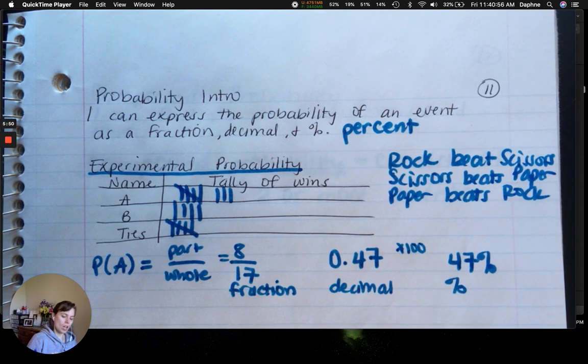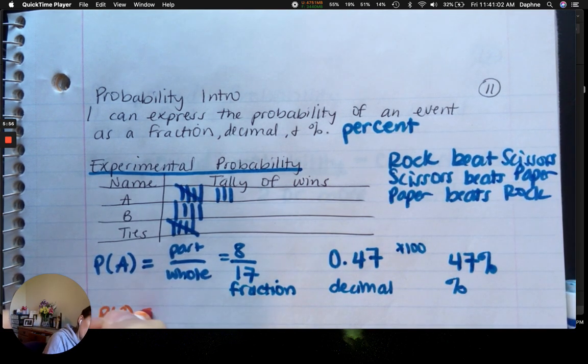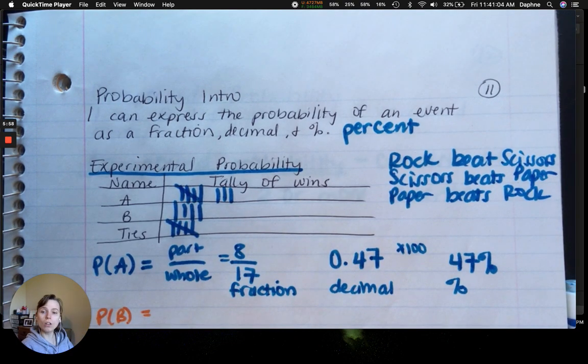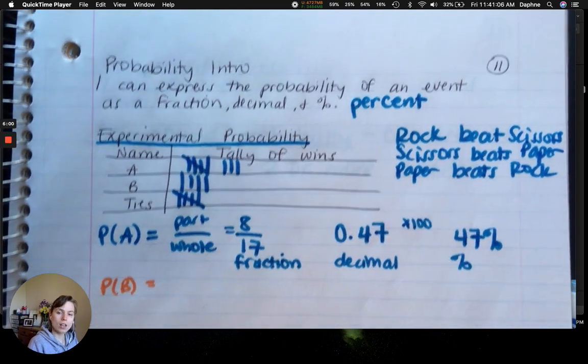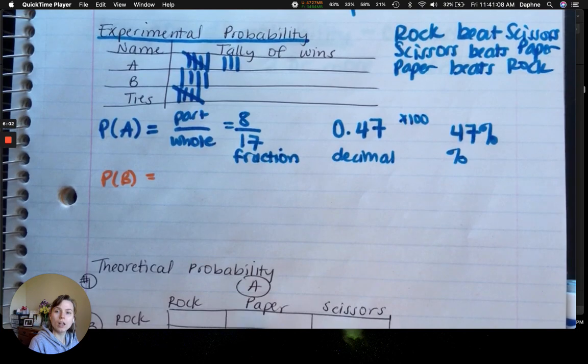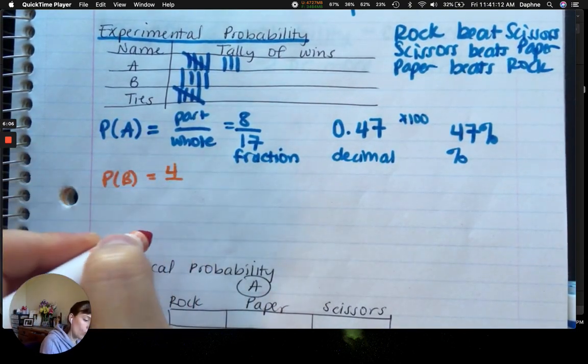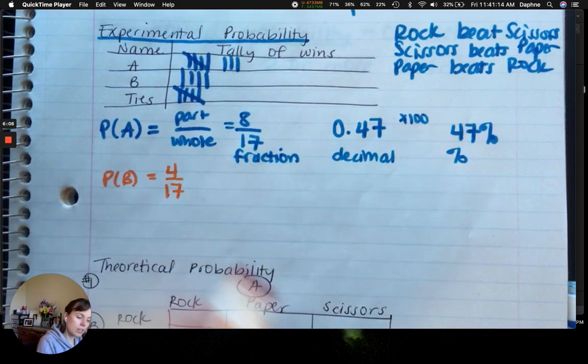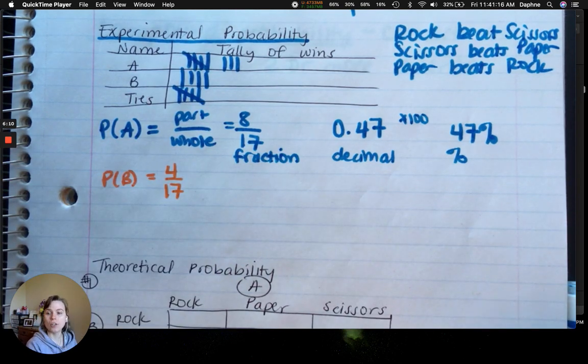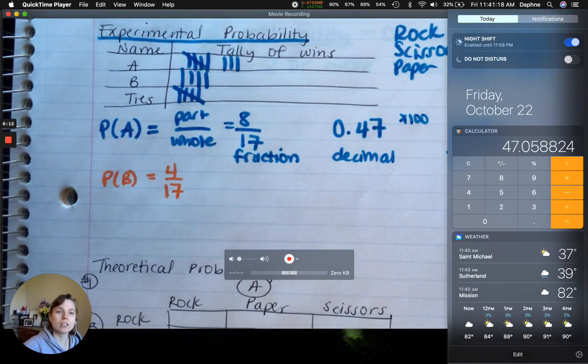Okay? What if, change color here, what if I want the probability that B wins? Again, it's part over whole. So what's the part that B won? B won 4 of the games out of a total of 17. That's the fraction. Now I'm going to use my calculator to figure this out as a decimal. So 4 divided by 17.